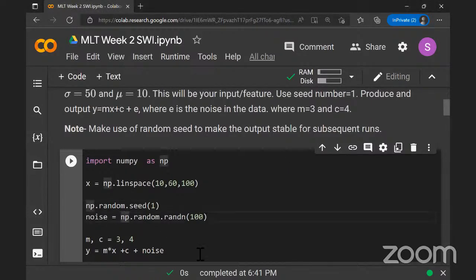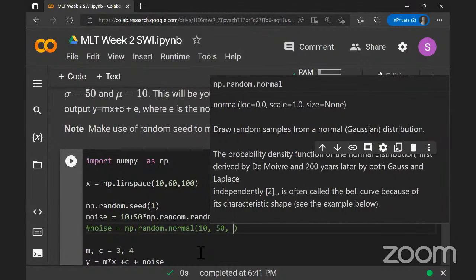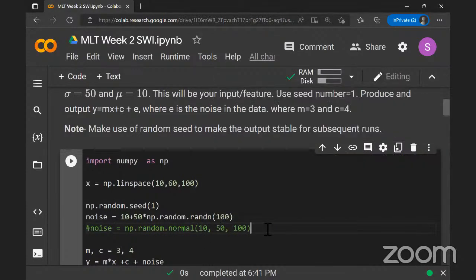All we have to do is shift the mean of it, right? So whatever the number, we just add it to 10. And whatever the standard deviation is, we multiply that with that number. So this is equivalent to noise equal to numpy.random.normal. In brackets, you will say the mean, the standard deviation, and the number of points you want. Both of the two statements are going to give you exactly the same results.